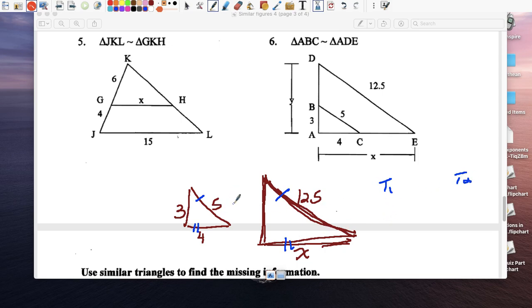So the ratio of, and again, I'm not going to use 3, of course, because we don't have this value. So let's use 5 to 4. So the ratio of 5 to 4 is the same thing as 12.5 to x. Cross multiply, we get 5x equals 50. Divide by 5. x equals 10. So this guy here is 10. Okay, that's it.